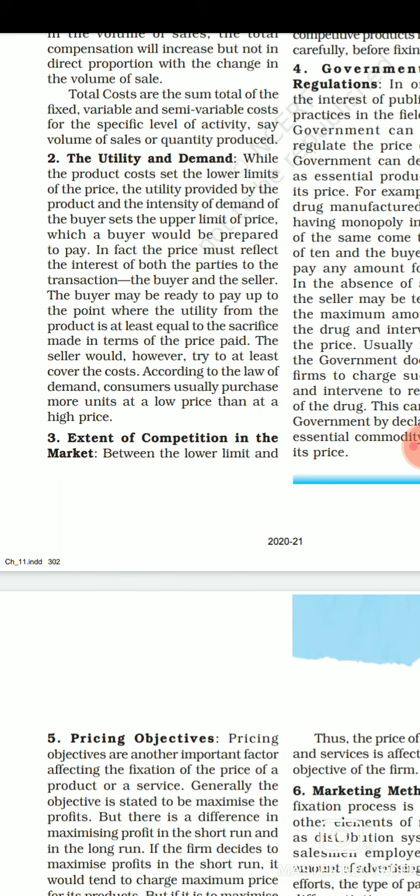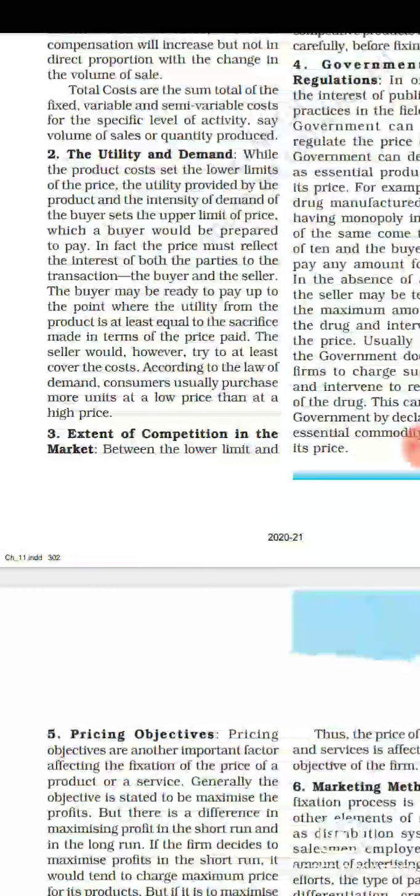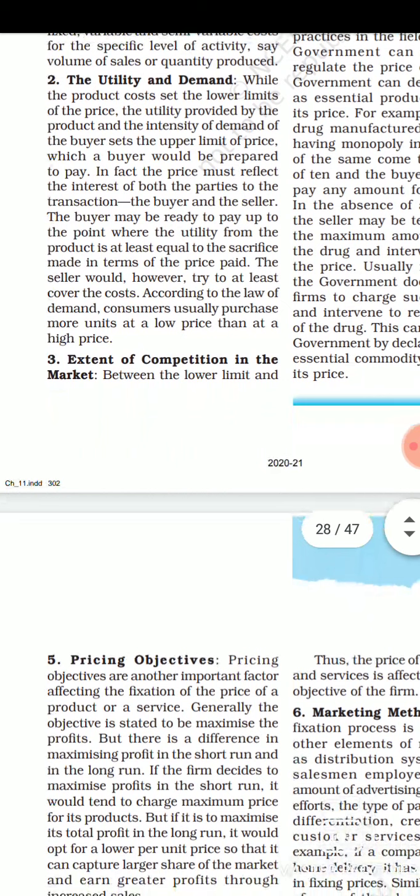Now the buyer may be ready to pay up to the point where the utility from the product is at least equal to the sacrifice made in terms of the price paid. Now what price will a consumer be ready to pay? He will be ready to pay that price where the utility, it means the satisfaction the product is giving to the consumer, is at least equal to the value of the price which they have paid. That amount a customer will be ready to pay for a particular product.